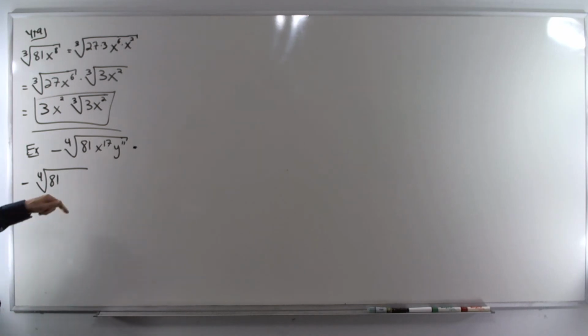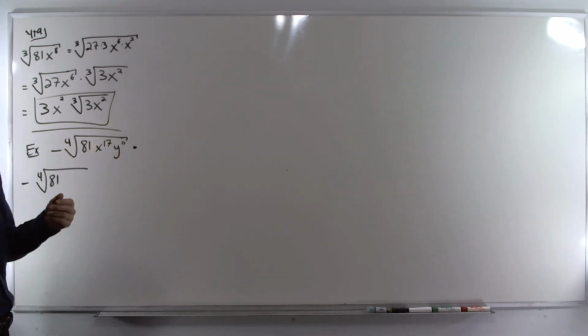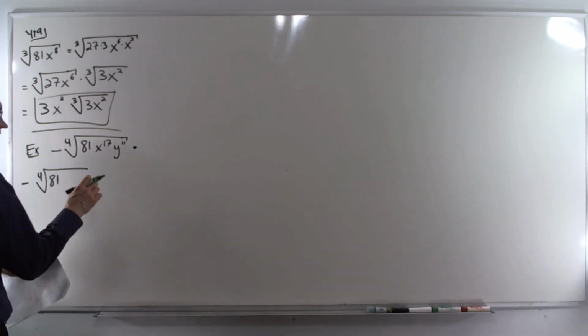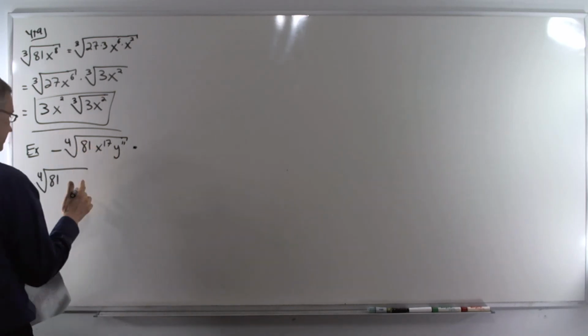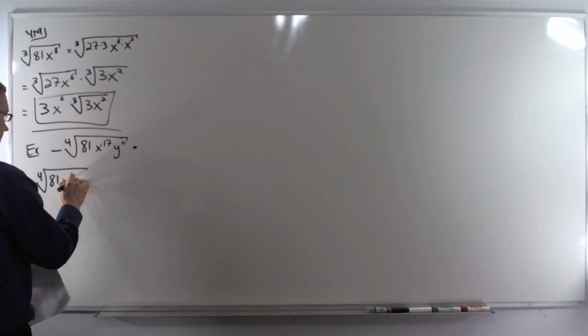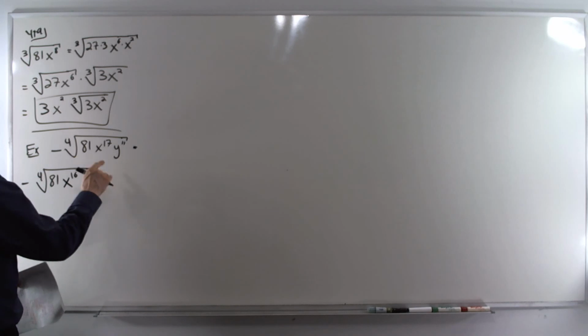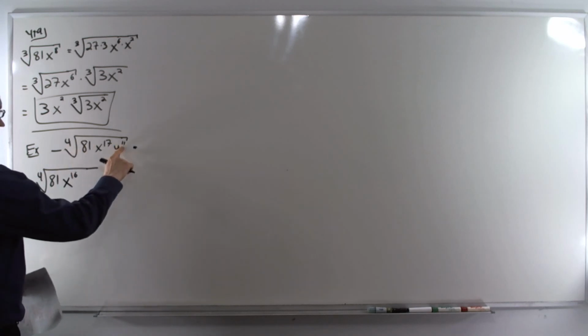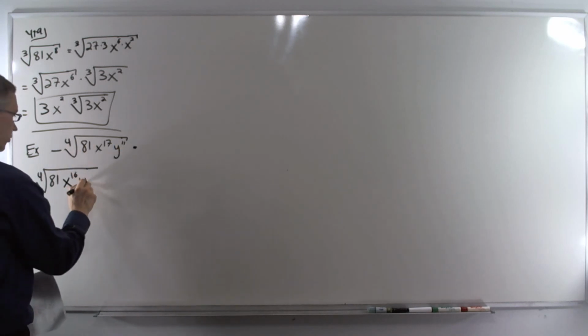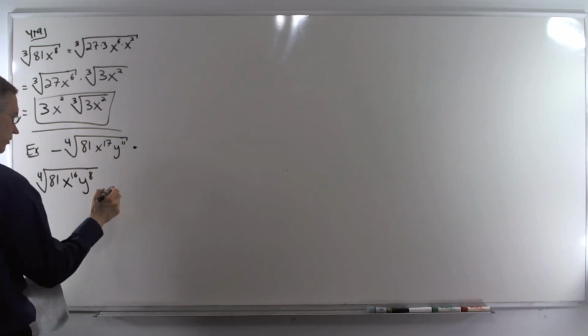All right, now we want the largest multiple of 4 that's less than or equal to 17. So just count by 4s, 4, 8, 12, 16. So 16 is the largest multiple of 4 less than 17. So we write x to the 16th power. Largest multiple of 4 that's less than or equal to 11 is 8. So we'll put y to the 8th power in the first radical.